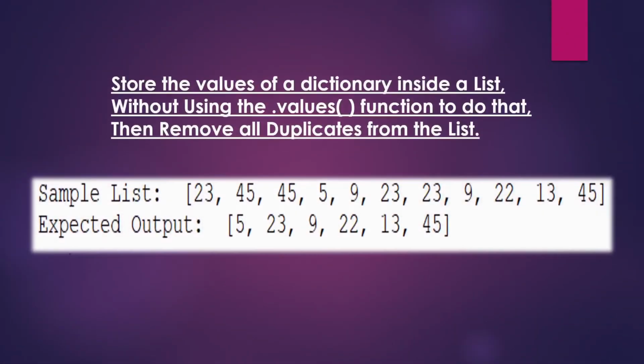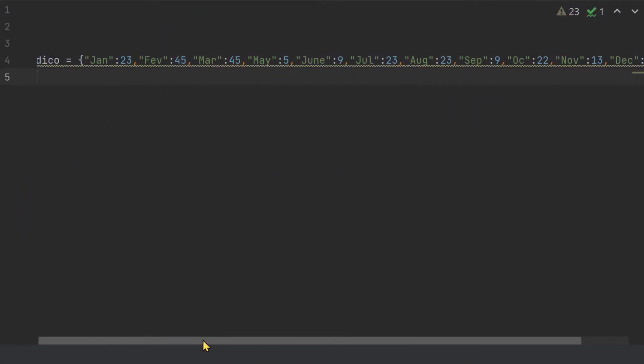The next exercise says store the values of a dictionary inside a list without using the .values function to do that. Then remove all duplicates from the list. We have the sample list and the expected output, so let's go to work. You'll find this dictionary down in the description. Now let's store the values of this dictionary in a list.